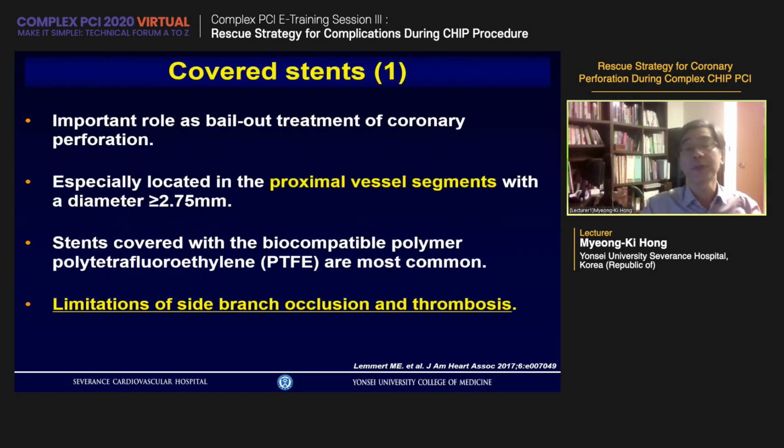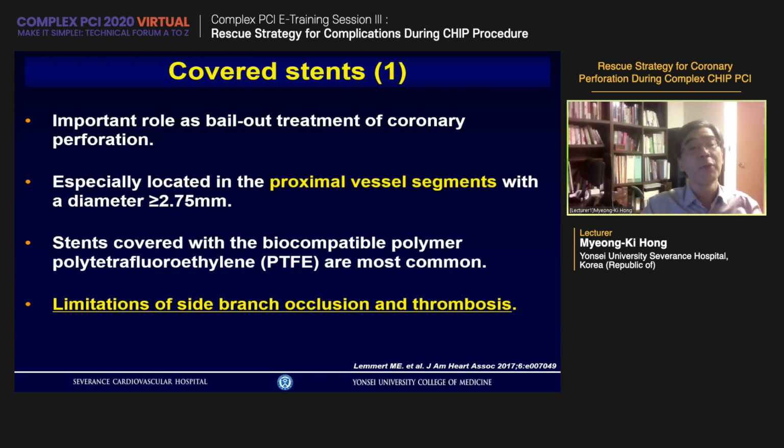Use of the covered stent has the most important role as a bailout treatment of coronary artery perforation, particularly in the proximal or mid-vessel segment with a vessel diameter of more than 2.75 millimeters.